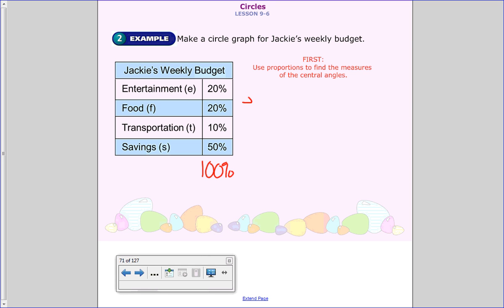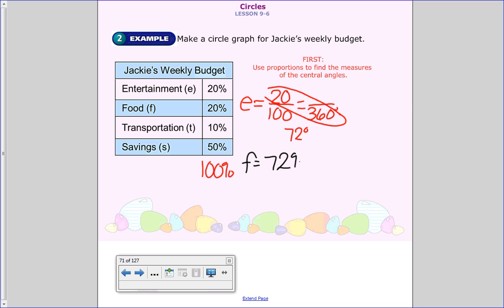So if I'm setting up the entertainment piece here to find that central angle, well, the part she spends is 20% out of the whole of 100, and that's going to be some number out of 360 degrees. So if I do proportions, cross products, 20 times 360 divided by 100, and you get it's a 72-degree measure. You do the same with food. And looking right away, it's the same, so I know it's going to be 72%. Right? Same with transportation. She spends 10% out of 100.